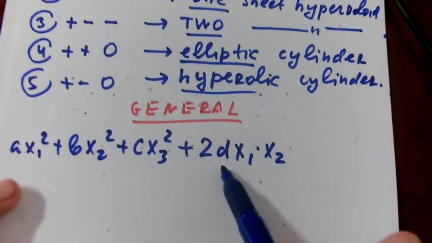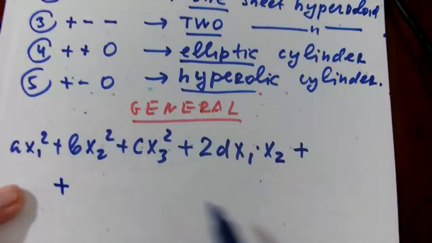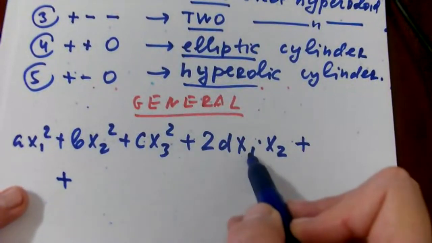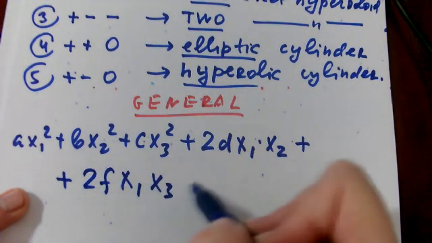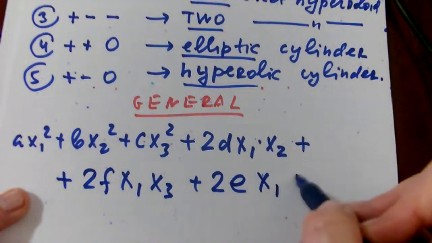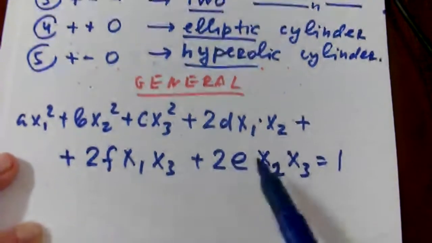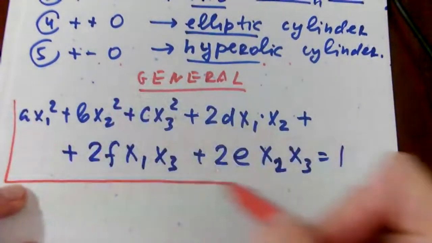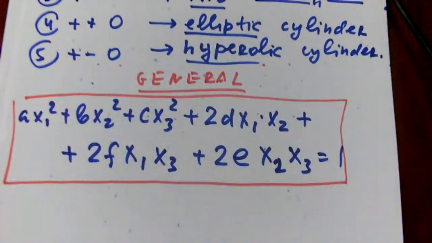We did have it in the general form of the quadratic curve. But this time, unfortunately, we have two more terms because we have more variables here. So 2f x1 x3, and finally 2e x1 x2 x3. Unfortunately, I messed up the alphabetical order, but it doesn't matter at all. You need to get the idea, not the concise notations and everything. Okay, so this is the general form.